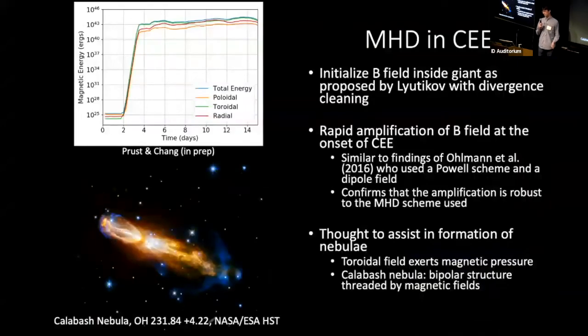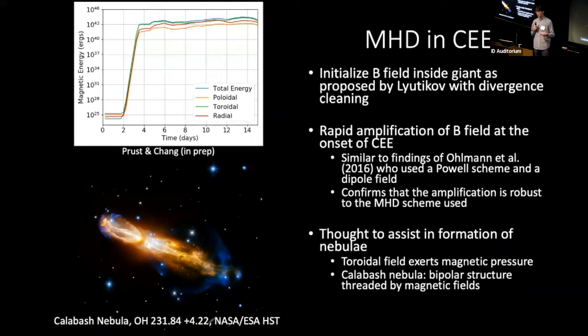But I'll finish up by saying that when we apply this module to our common envelope simulations, we find that very early on, right when the companion enters the envelope of the giant star, we see a very rapid amplification in the magnetic field energy. This is similar to what was found by Ullman back in 2016, who used not only a different code and a different MHD scheme, but also a different initial configuration of the magnetic field. So this suggests that this amplification is robust.